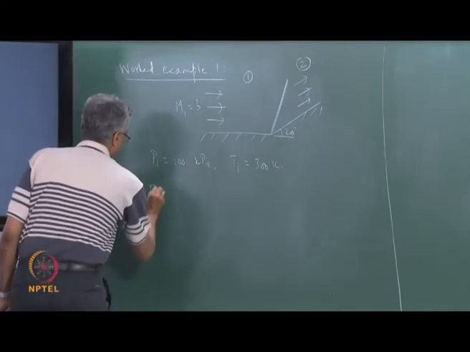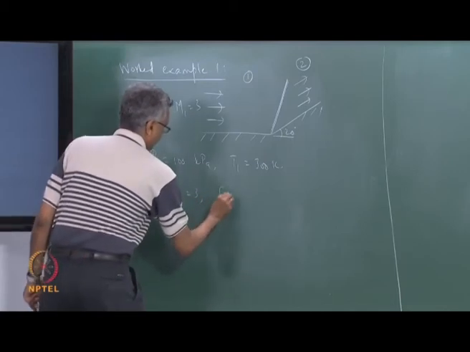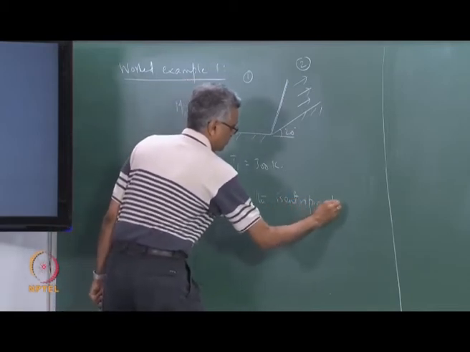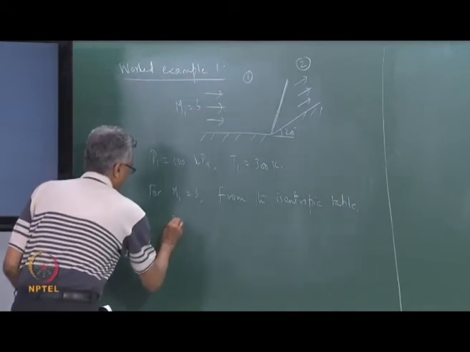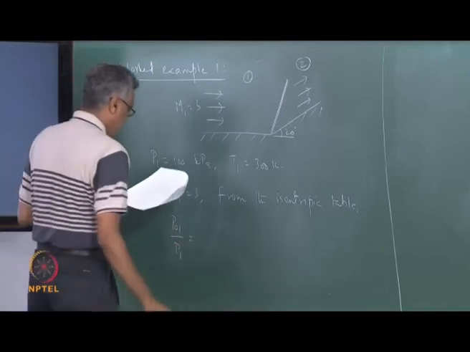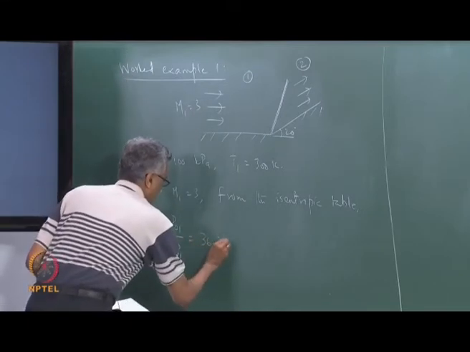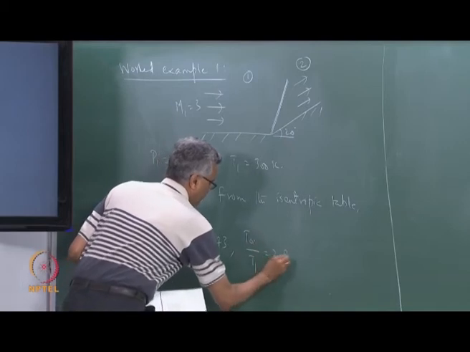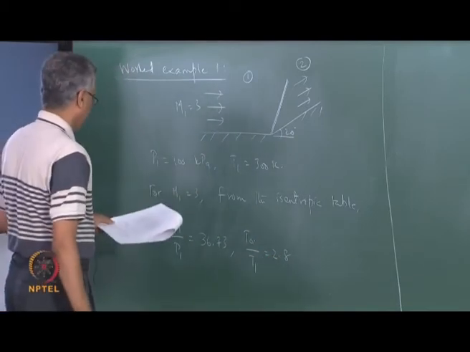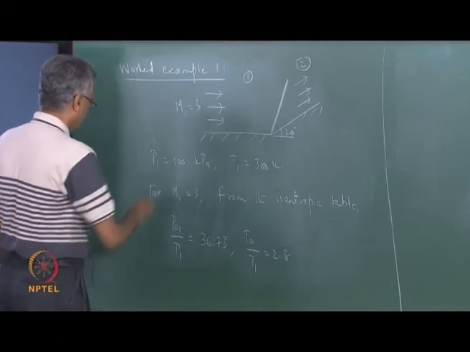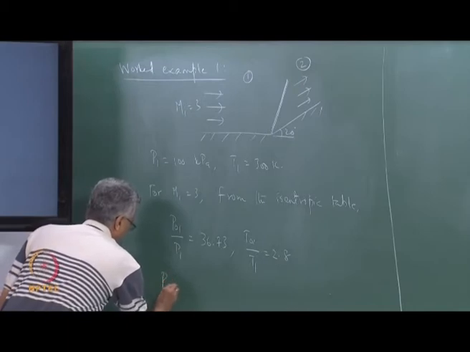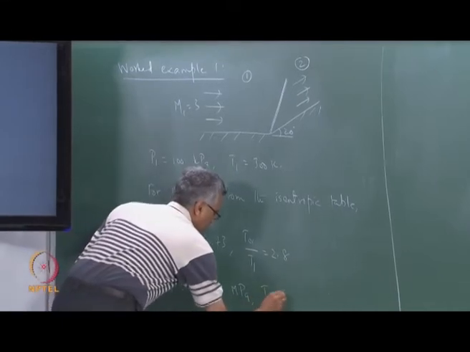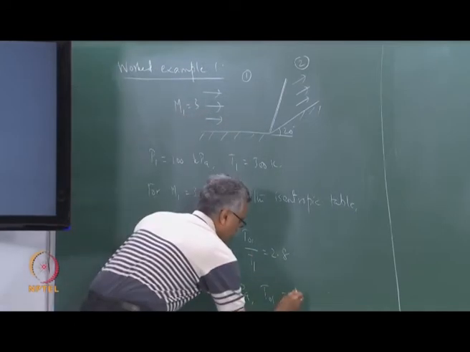So, for M1 equal to 3, from the isentropic table, we have P01 over P1 equal to 36.73 and T01 over T1 equal to 2.8. From which I get P01 equal to 3.673 megapascal and T01 to be 840 Kelvin.